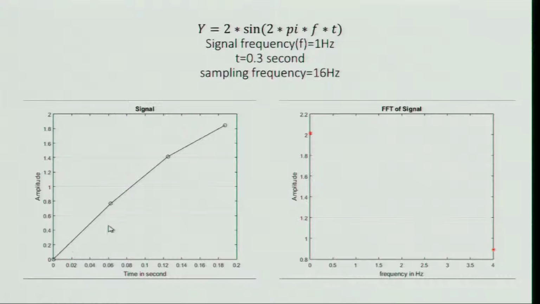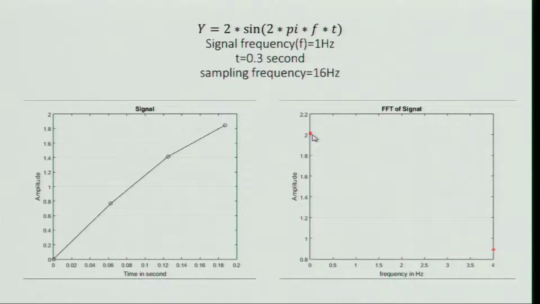Okay. So this is the signal. This is the time signal on the left, the function 2 sine 2 pi ft, where f is 1 hertz. The plot says 0.3 seconds, but I actually ran it for a little over 0.18 seconds, so I had 1, 2, 3, 4 samples. It should not be 0.3 seconds, it was about 0.19 seconds, and I got 4 points of this 1 hertz signal. Then I did an FFT.